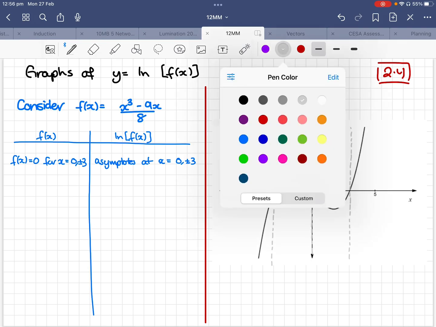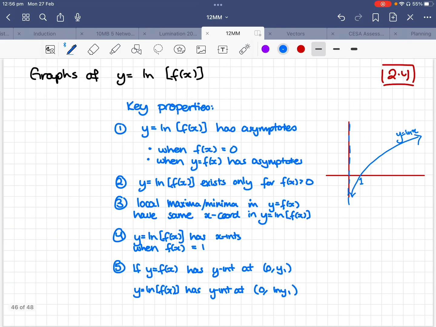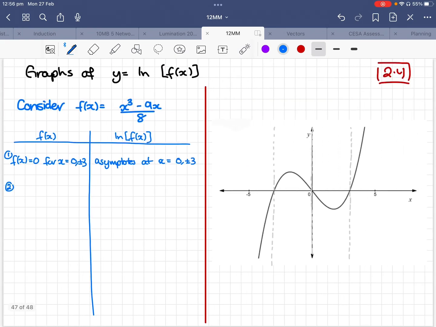Okay, so I've drawn in some asymptotes there. That's point number 1. Point number 2, ln of f of x exists only for f of x greater than 0. Well, let's look at our graph. f of x is greater than 0 for 2 regions. We've got a region here between -3 and 0, and then another region here greater than 3. So let's write that. It's greater than 0 between -3 and 0, and x is greater than 3.